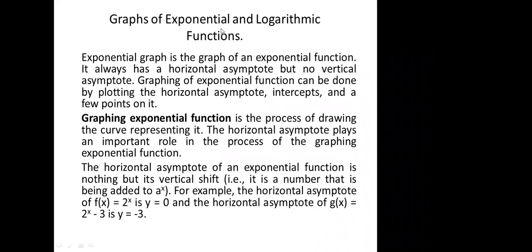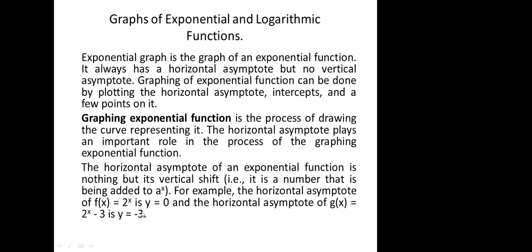So now we have graphing of these functions. The exponential graph is a graph of an exponential function. It has a horizontal asymptote, but not a vertical asymptote. It can be done by plotting the horizontal asymptote, intercept, and a few points, as with all the graphs that we already did. The horizontal asymptote plays an important role for graphing exponential functions.